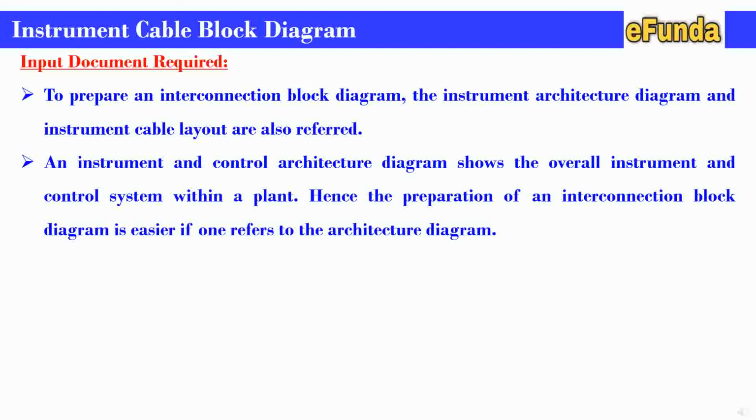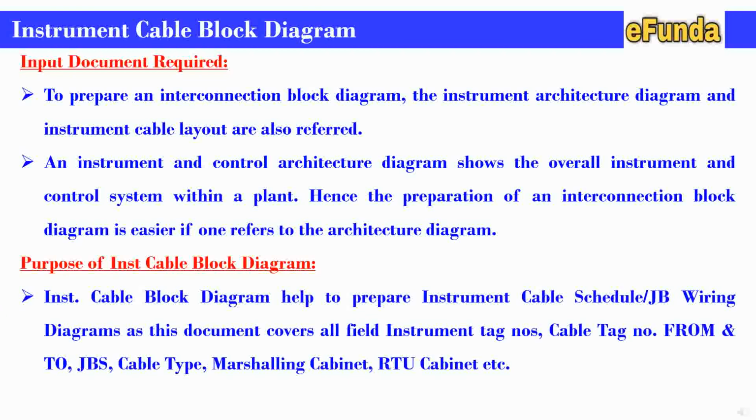And the purpose of the instrument cable block diagram: it helps to prepare the instrument cable schedule and JB wiring diagram, as this document covers all field instrument tag numbers, cable tag numbers, from and to JBs, cable type, marshalling cabinet, RTU cabinet, etc. This is how the instrument cable block diagram is covered in our today's video.